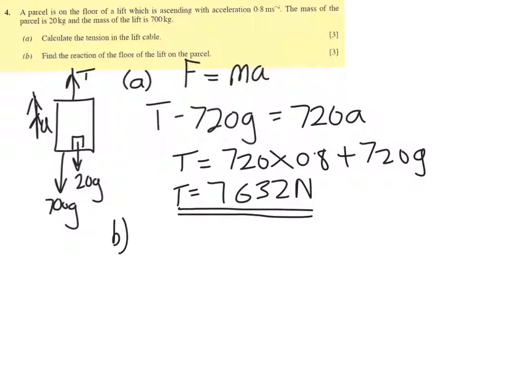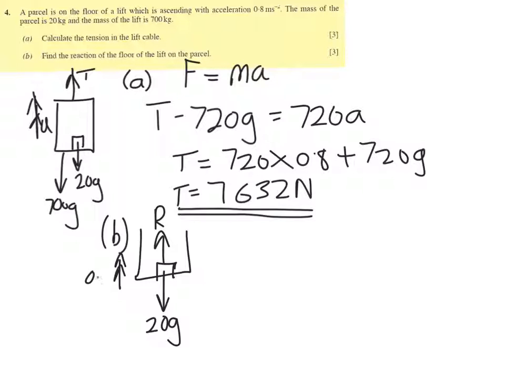Right, part B. In part B, we're looking at the reaction of the floor of the lift on the parcel. So I'm only interested in the parcel now. Okay, so I'm going to quickly draw another little diagram. So there's the bottom of my lift. There's my little parcel. Okay, so it's got a weight acting down of 20 g. There's a reaction up, which we'll call R. And I know the acceleration is upwards because it's ascending, and that's 0.8 meters per second squared.